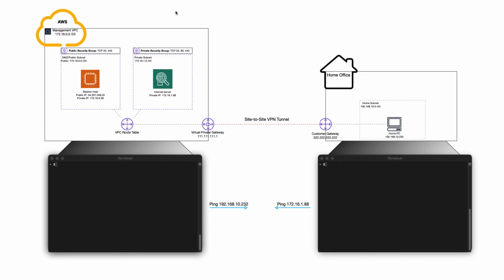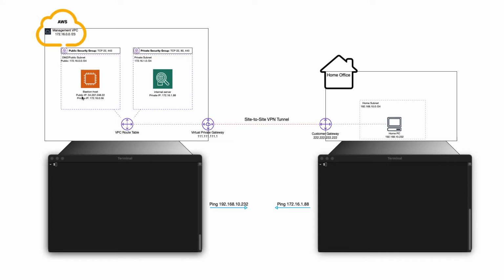On the left-hand side, you have the AWS environment. Within that AWS environment, you have the management VPC that I configured. And that VPC has a subnet of 172.16.0.0/23. The /23 can be divided into two /24 networks. The first subnet is here on the left-hand side. It's the DMZ/public subnet, using an IP address space of 172.16.0.0/24. Within this subnet, you have the Bastion host.